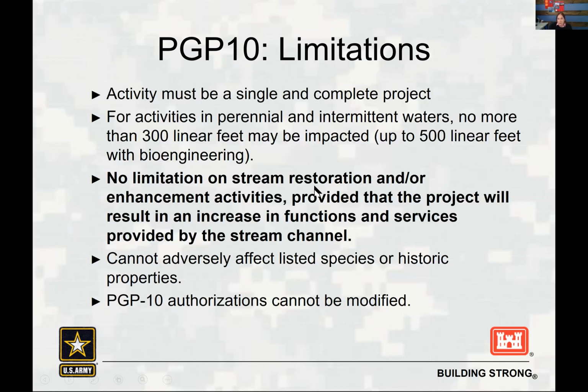So the limitations of the general permit number 10: one of the things that's very important to note is that the project needs to be a single and complete project. And I'll get into that a little bit later on in the presentation, and I'll have some examples of what that means. But for perennial and intermittent streams, the impacts need to be limited to 300 linear feet, and to 500 linear feet if there's bioengineering incorporated in the project. However, for restoration projects, there's no limit in the length of stream that is impacted by the project.